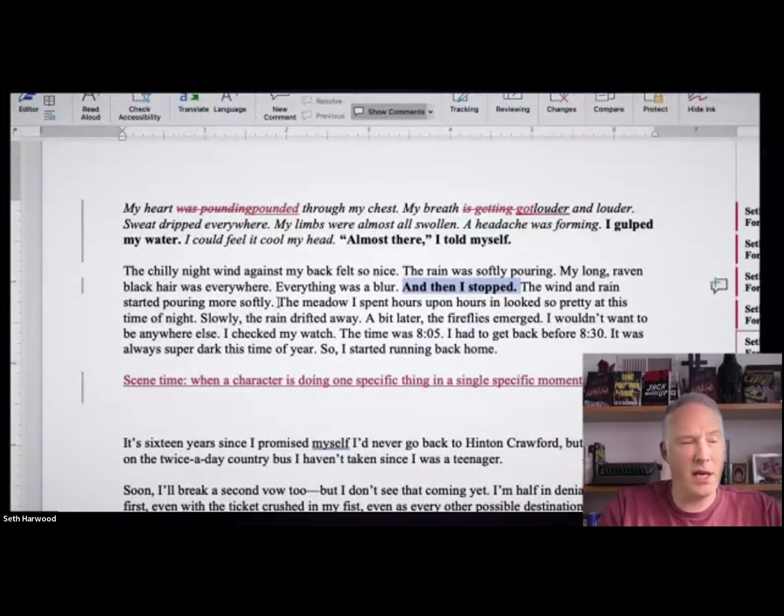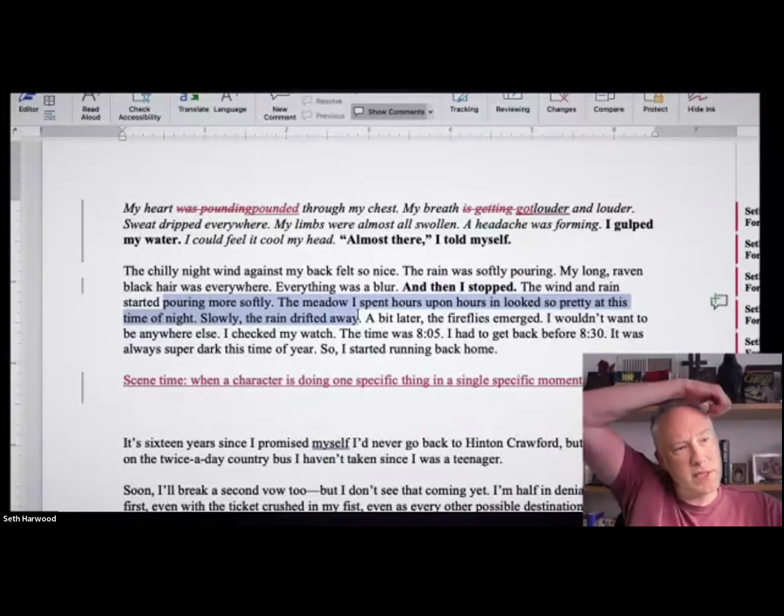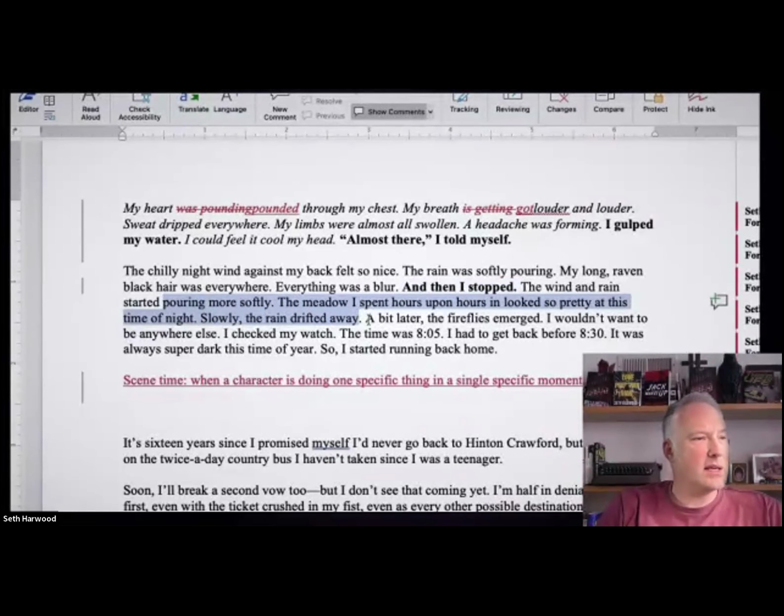This is almost the writer telling us the wind and rain started pouring more slowly. "The rain drifted away." This is sort of like the writer telling us that I'm going into dilation, but it's not dilation because we still have sentences that are covering a fair amount of time. "Slowly, the rain drifted away." What would it look like for the rain to drift away in more detail? "A bit later, the fireflies emerged." "I wouldn't want to be anywhere else."